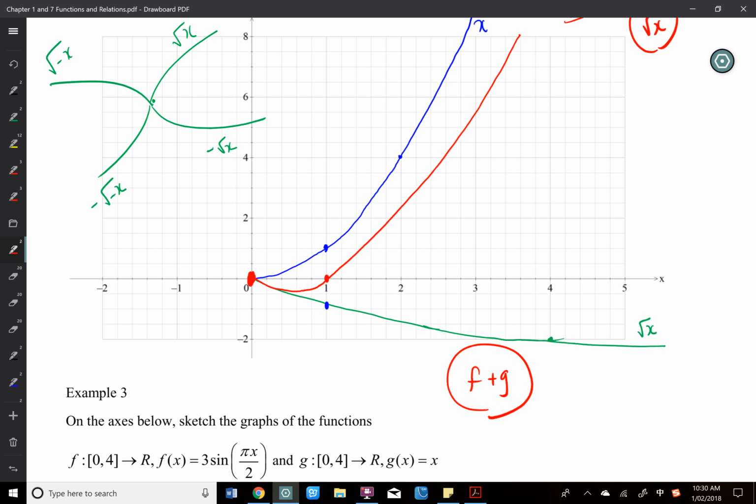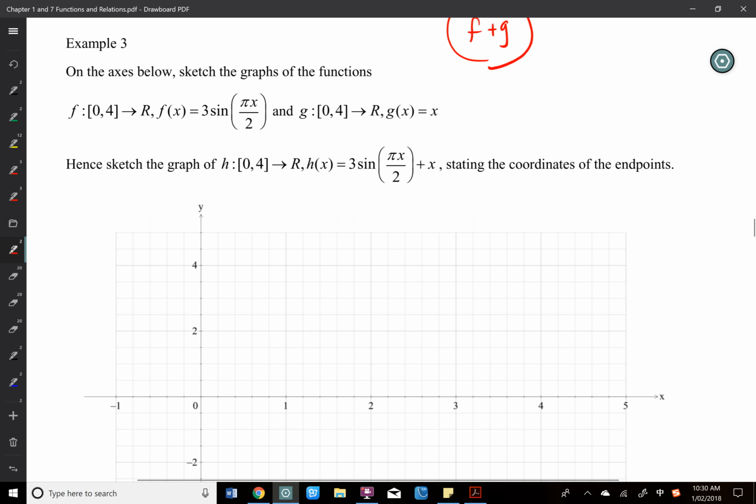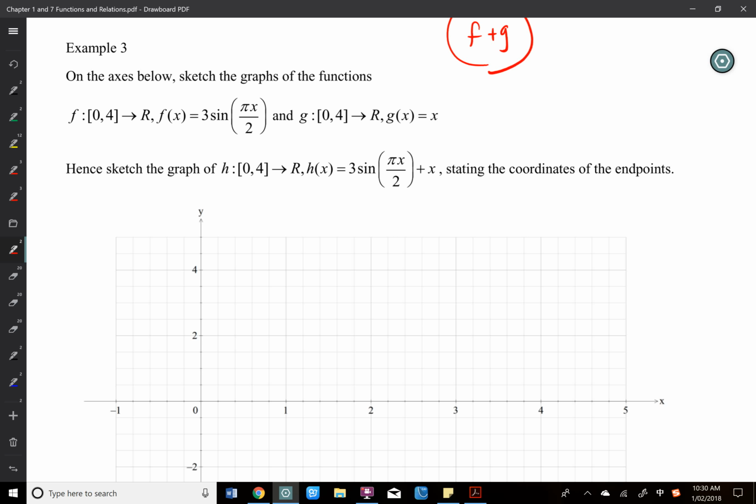So I'm not going to spend too much time on that one. I want you to do your homework, the scheme of work, plus example 3 here. Example 3 here is a sine function. Do a revision on sine functions, how to sketch a sine function.